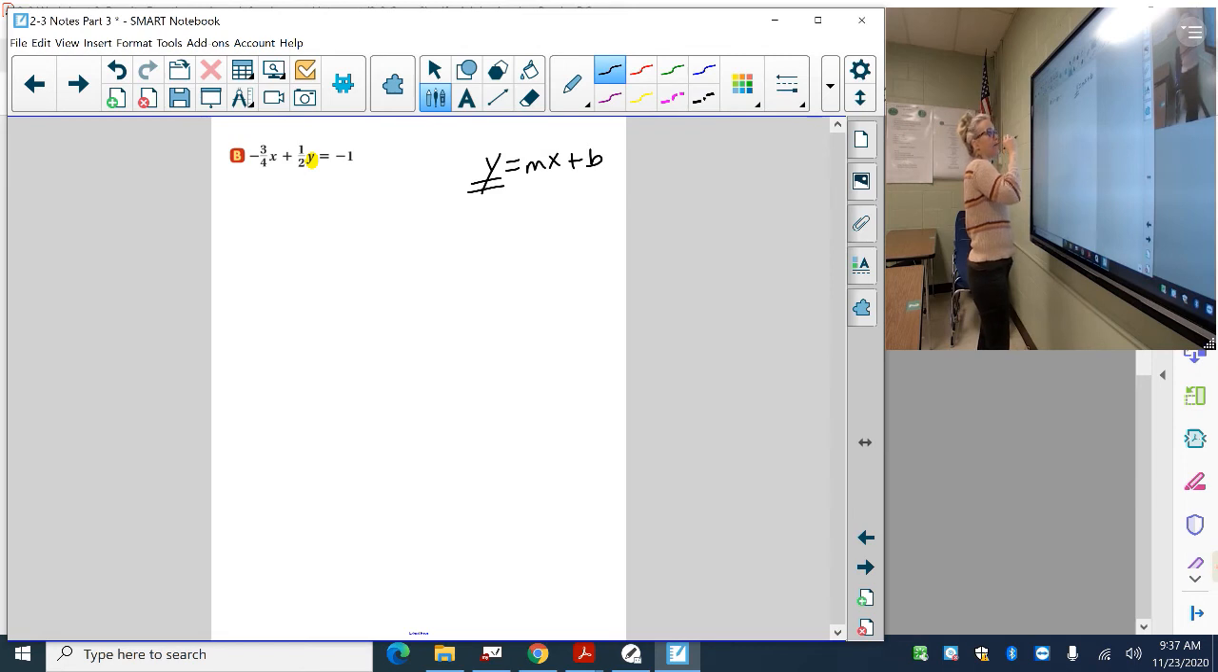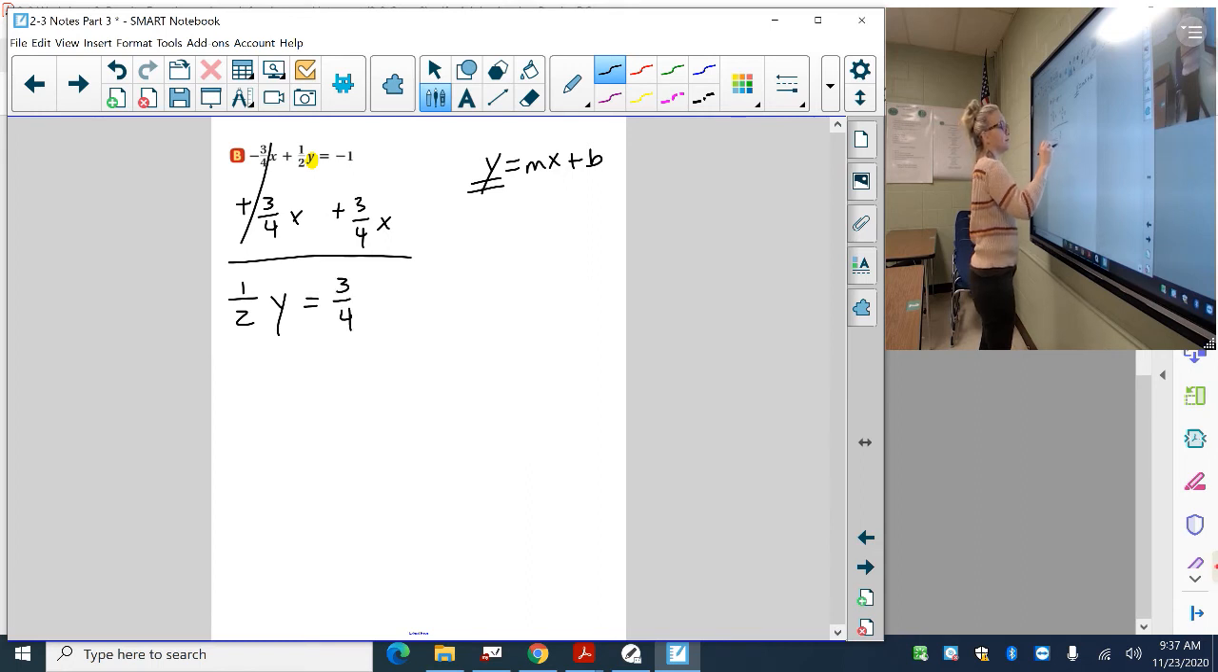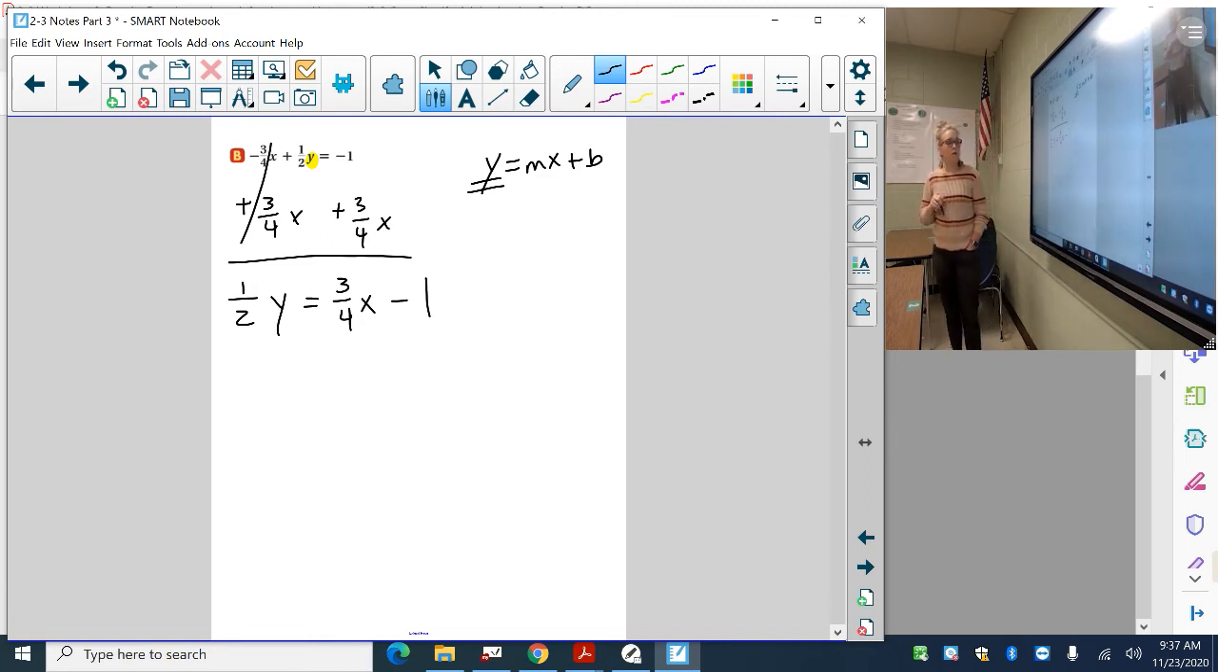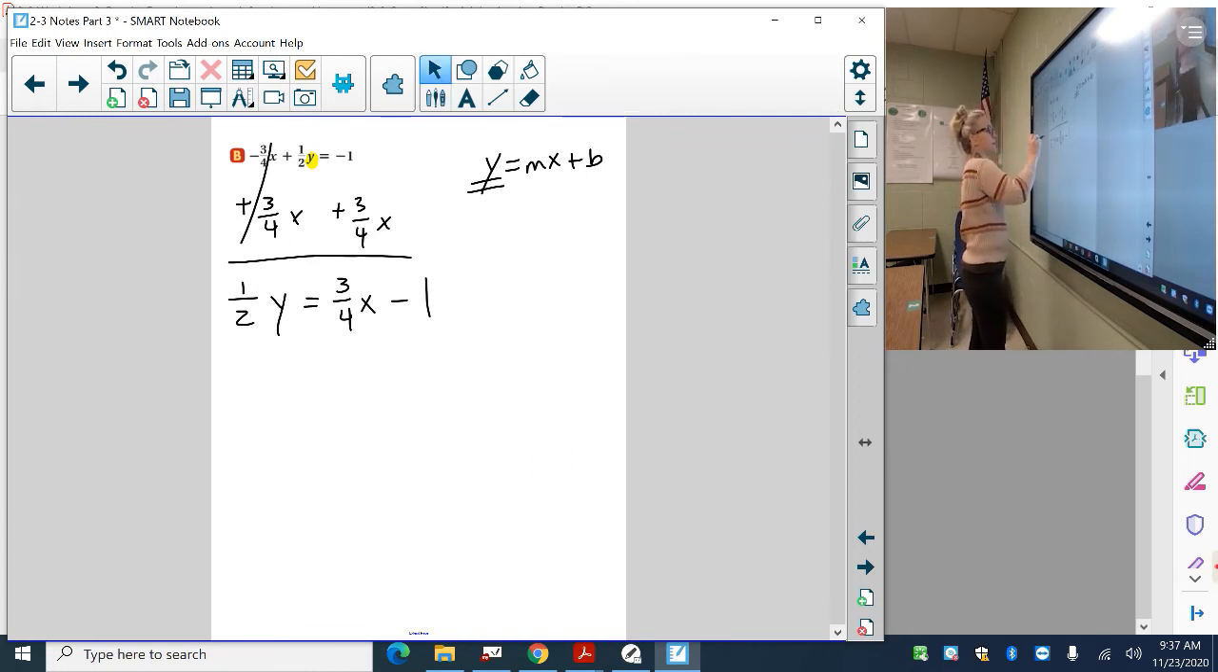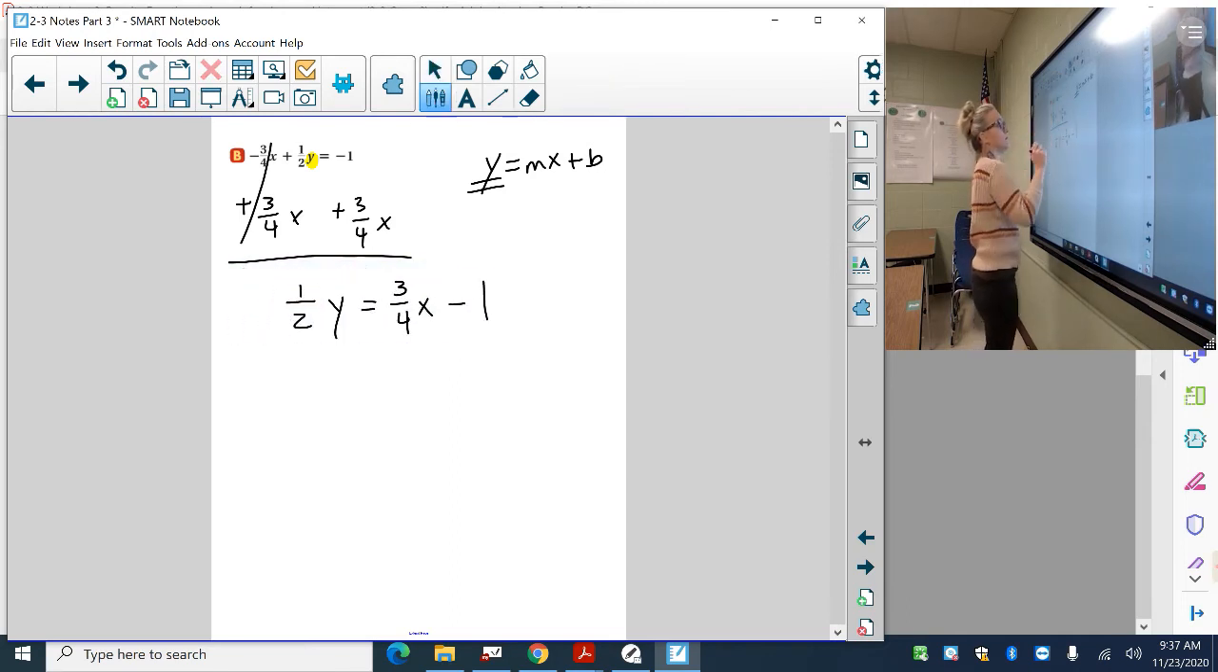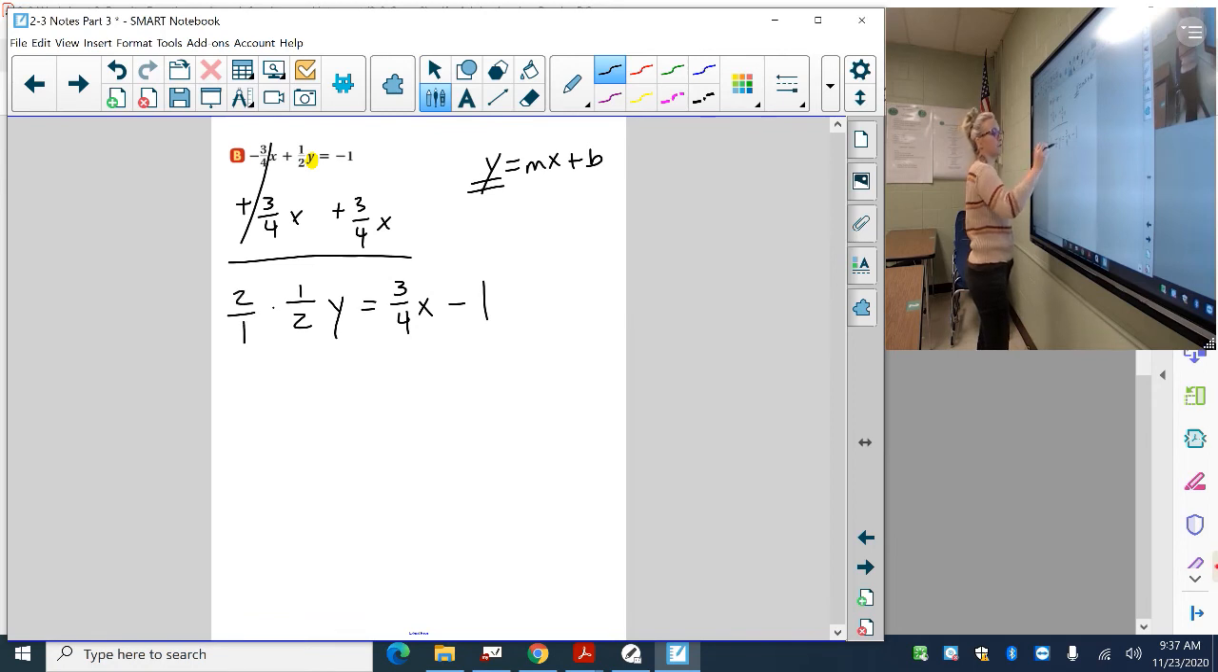So I have to solve this for y. That means I'm going to add 3/4 x. So I have 1/2 y equals 3/4 x minus 1. Now, instead of dividing by 1/2, how do I get rid of a fraction? Multiply by the reciprocal. So I'm going to multiply both sides by 2 over 1, times 2. Make sure you multiply the entire thing by 2, because normally we would multiply or divide the entire thing, so we have to multiply the whole thing by 2.